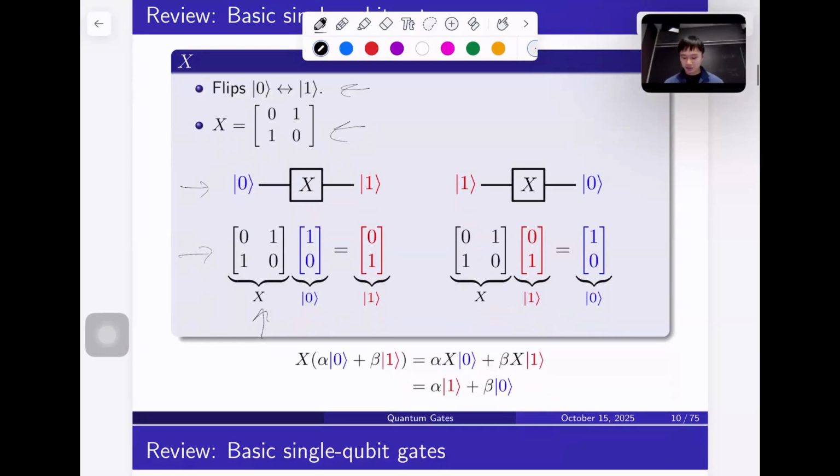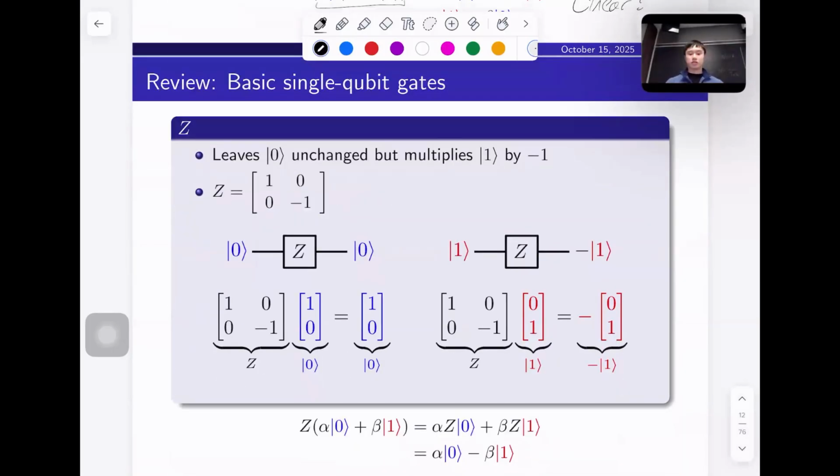Another highlight is we talked about how gates are linear. And so that means you can fully understand how a gate works on an arbitrary quantum state, like this alpha 0 plus beta 1, just by knowing how it works on the basis vectors 0 and 1. Okay.